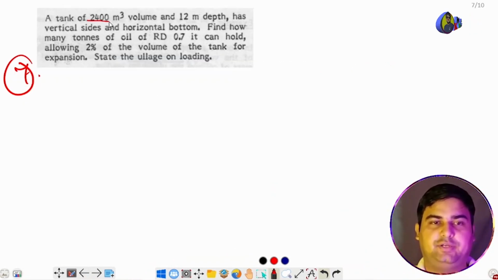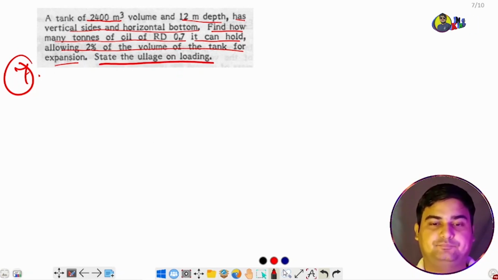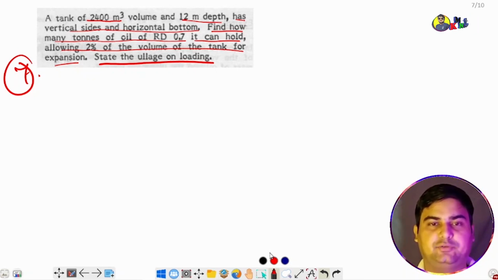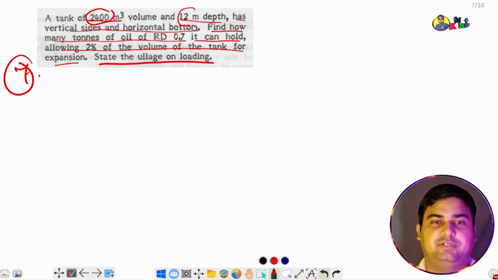A tank of 2400 meter cube volume, 12 meter depth, has vertical sides and horizontal bottom. Find how many tons of oil of RD 0.7 it can hold, allowing 2% of the volume of the tank for expansion. State the ullage on loading. So again we have a similar problem that is related to the rectangular tank, and in this case we have been given the volume and we have been given the depth of the tank.